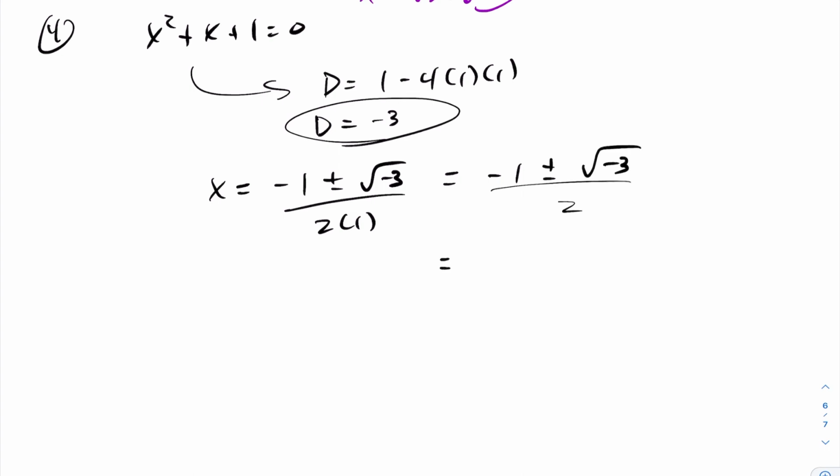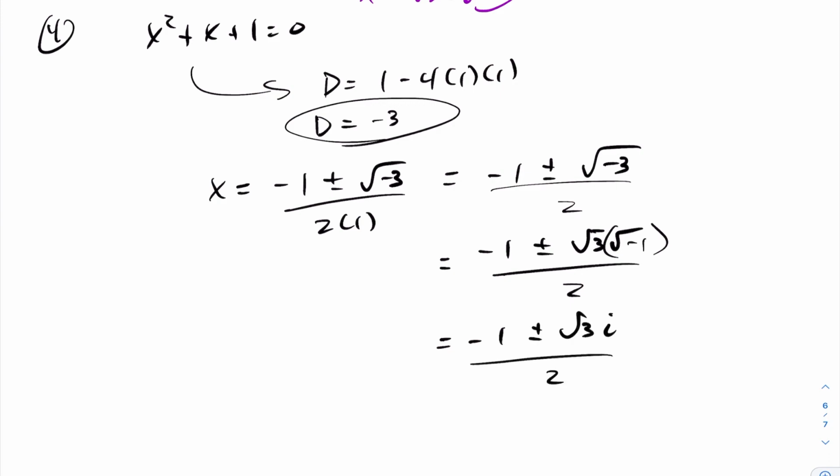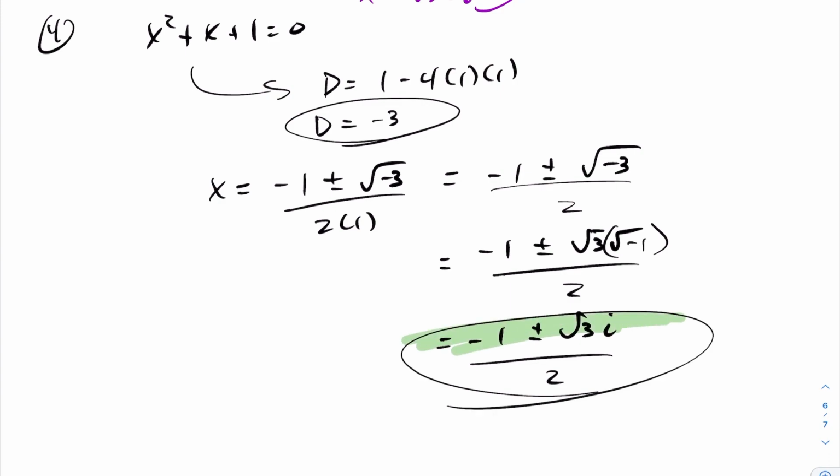We can now push this a bit further. I know that this is going to end up being -1 plus or minus the root of 3 times the root of -1, over 2. So this becomes -1 plus or minus root 3 i over 2. And we end up getting complex roots here. So you'll see this degree 2 polynomial has 2 roots, and they're both complex roots.